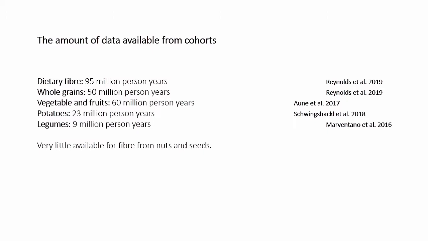Regarding the amount of data that we're talking about, there are 100 people in this room. The mean age might be 40. So that's around 4,000 person years if we were all followed from birth until now. We see quite a sliding scale. There's a lot of data, 95 million person years relating to dietary fibre. However, as we start to break that down into different fruits and vegetables or smaller categories, we're losing amounts of data, and therefore we're losing our confidence in what's going on and if that's generalizable across all situations. And we have very little data available for fibre from nuts and seeds.